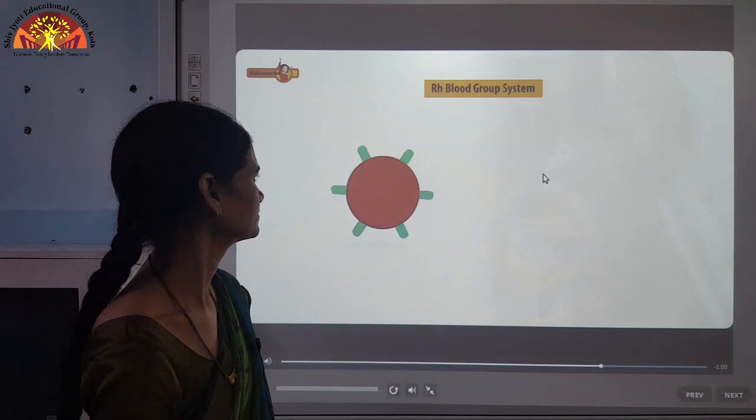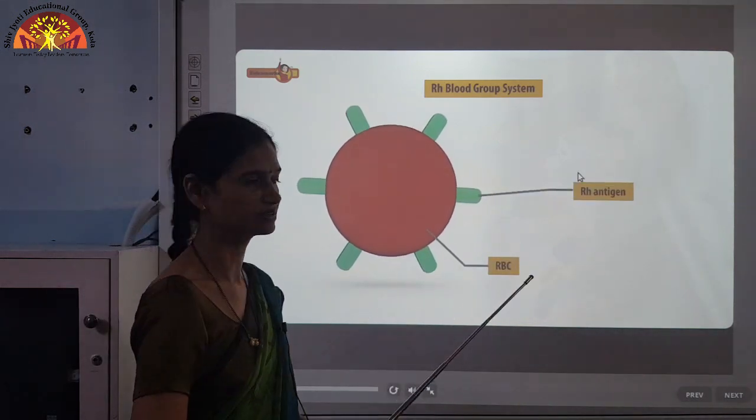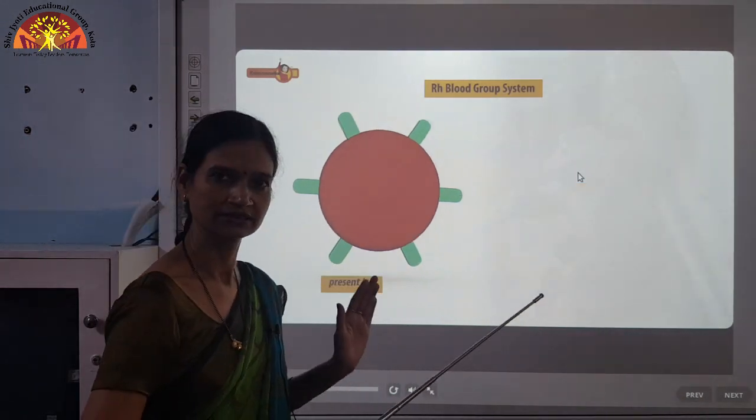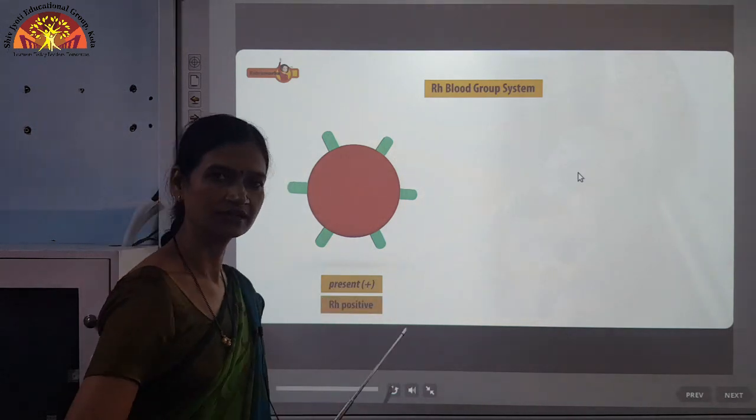RH blood group system. This is the RBC, it has RH antigen. If it has RH antigen तो it will be called as RH positive. ठीक है, RH antigen अगर किसी के blood group में present है तो it will be called as RH positive.